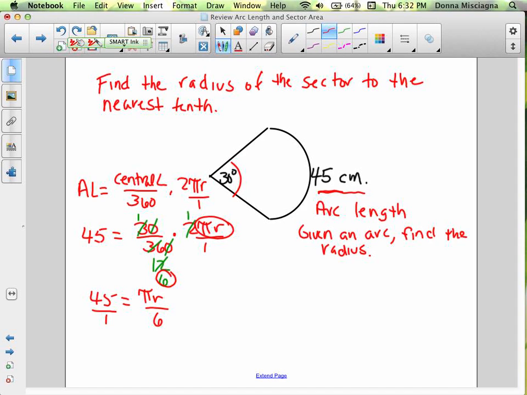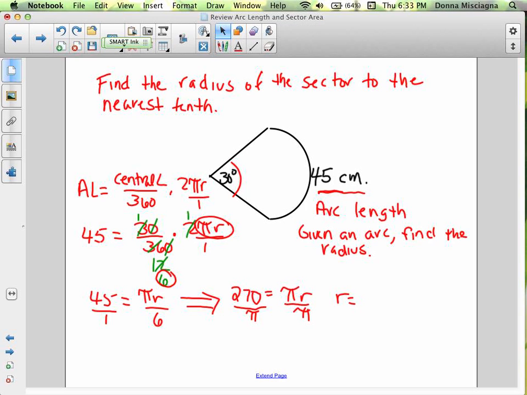Actually, let me multiply, just keep the 45 in the same spot. 45 times 6, that's going to be 240 plus 30, that's 270. So I have 270 equals, and then 1 times pi r is pi r. Now do you see how easy this equation is to solve? All right, so cross multiply will be the easiest way to isolate our variable. We only have one step left, and that one step is to divide by pi. And then we'll have our radius, and then we'll just round to the nearest tenth.